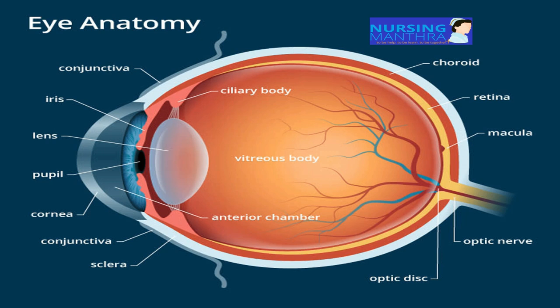Then blood vessels. Blood supply is received from the branches of the internal carotid artery, chiefly by the ophthalmic artery and its branches. Blood is returned by the superior and inferior ophthalmic veins to the cavernous sinus.